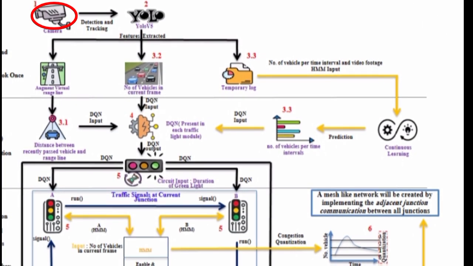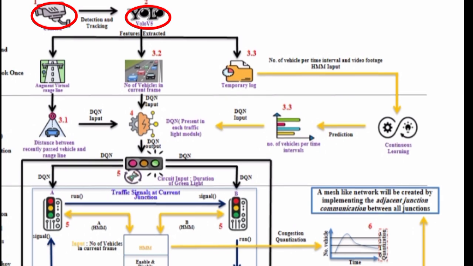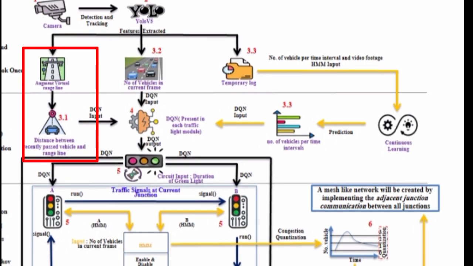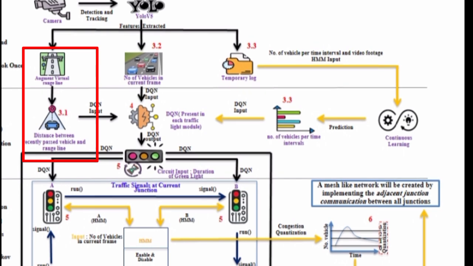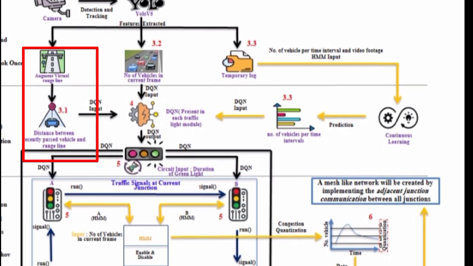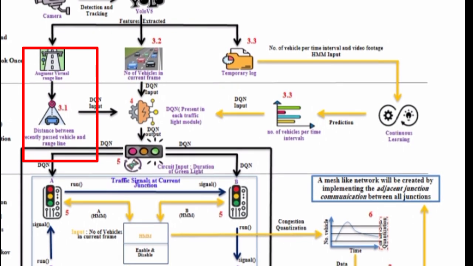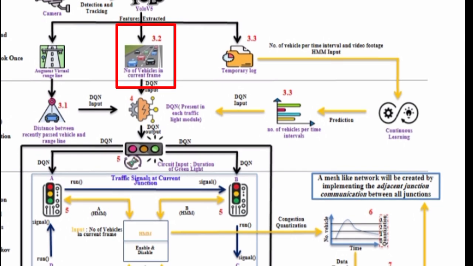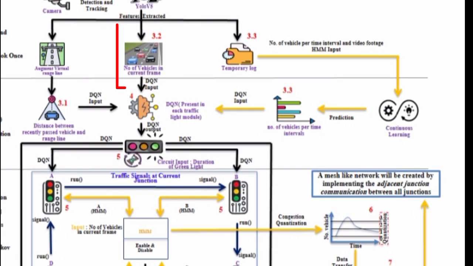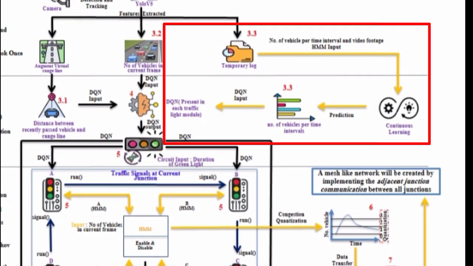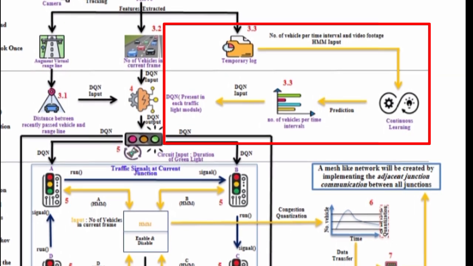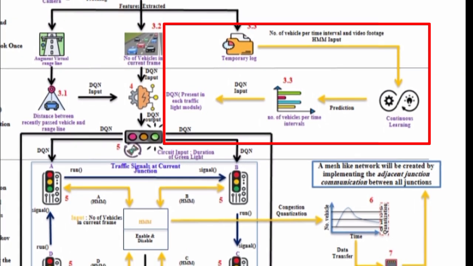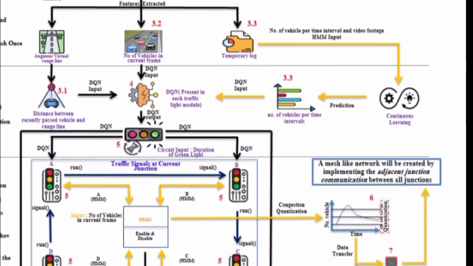From the camera, the visual input is analyzed using the YOLO V5 and we extract 3 features from it. First, we augment a virtual range line. Then we calculate the distance between the line and the recently passed vehicle. We do this to measure how filled the tracking area is. Second, we calculate the number of vehicles in the current frame. Third, a temporary log is maintained of the video footage and the number of vehicles passed per time interval. This data is given to HMM to predict the number of vehicles that will pass per time interval.